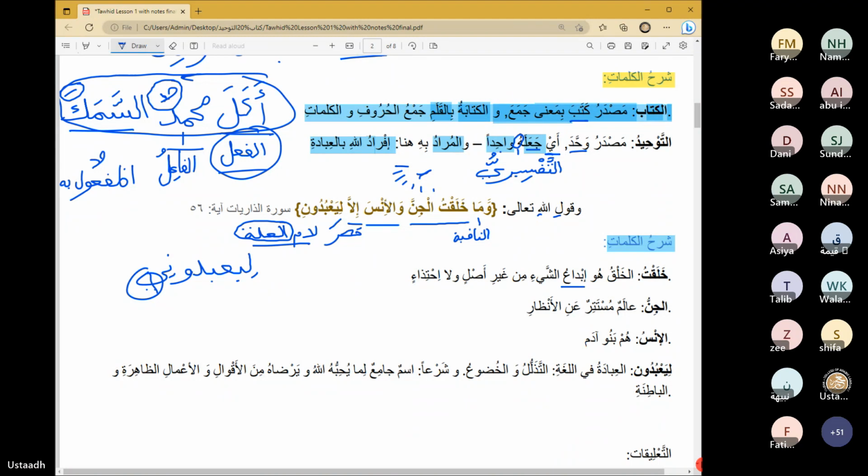Meaning what? نعم أحسنت. الكسرة تدل على الياء المحذوفة. So the creation is إبداع الشيء, to make or to create a shay, something, min ghayri aslin, that has no origin, i.e. making something out of nothing. Wala ihtitha is like a copy of something else.